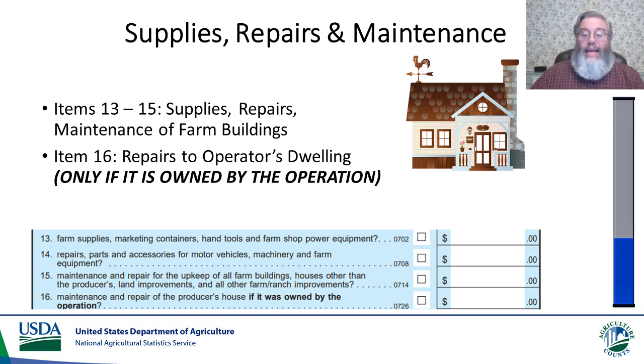Another question where the line can be blurred between a farm expense and a household expense has to do with repairs to the operator's home recorded in question 16. As a general rule, if the operator's house is owned or can otherwise be declared as an asset of the farming operation, then any repairs to the dwelling can be reported here. However, if the operation is structured in such a way that the home is separate from the farm business, then any repairs to the house should be reported in Section M.